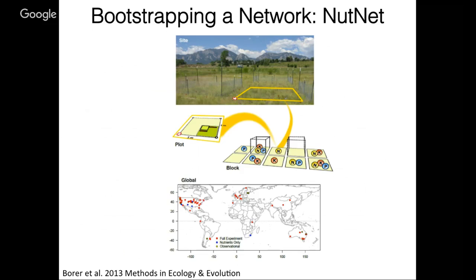I think NutNet is one of the really great examples of this. This is the nutrient network that was founded by a number of scientists to look at the variability in responses of grassland communities to fertilization treatments. So Liz Borer, Eric Seabloom, and many, many others run this network. And this has been an incredibly powerful network with all of the observational and experimental sites that they have spread across the globe, shown at the bottom.